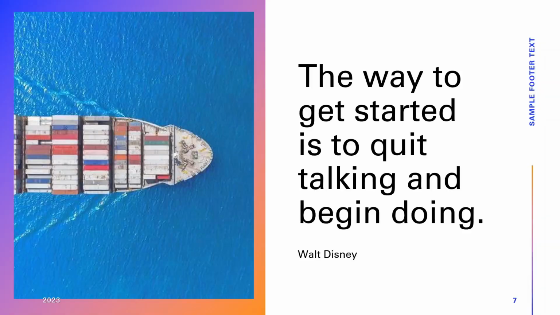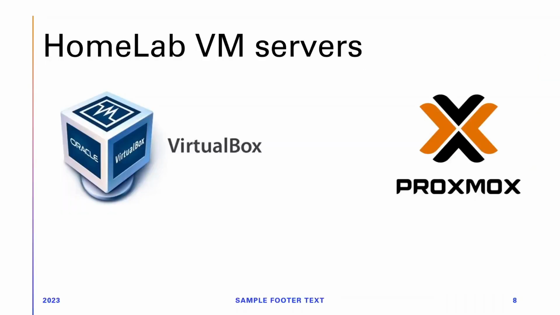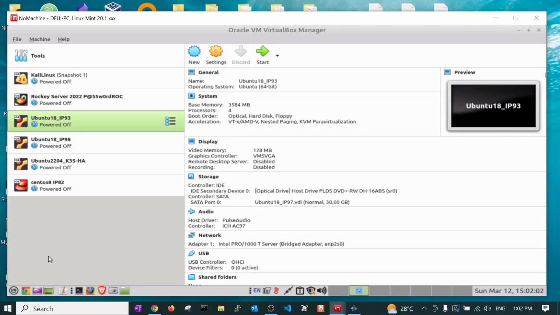So now let's get our hands dirty. We are going to demonstrate our home lab, and we are going to show you 2 different machines. One runs VirtualBox and one runs Proxmox. These are 2 virtualization servers you could use to make your own home lab. We are going to first look at VirtualBox. This is a product from Oracle.